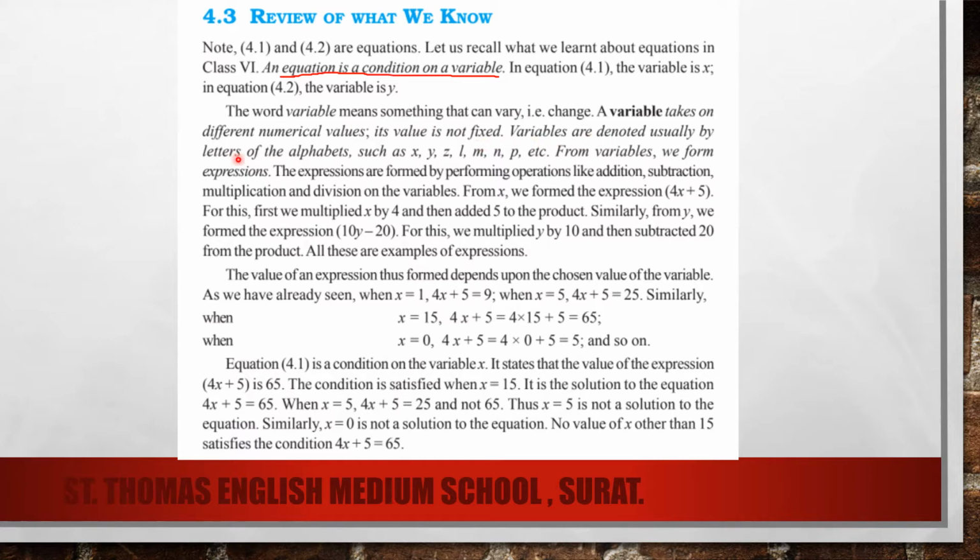Variables are denoted usually by letters of the alphabet such as x, y, z, l, m, n, p, etc. That means you can use letters of the English alphabet, a, b, c, x, y, z, right? With a to z. Any alphabet, small letters, you can use to denote variables. So you can underline here again. A variable takes different numerical values. Its value is not fixed and variables are denoted usually by letters of the alphabet such as x, y, z, l, m, n, p, etc.